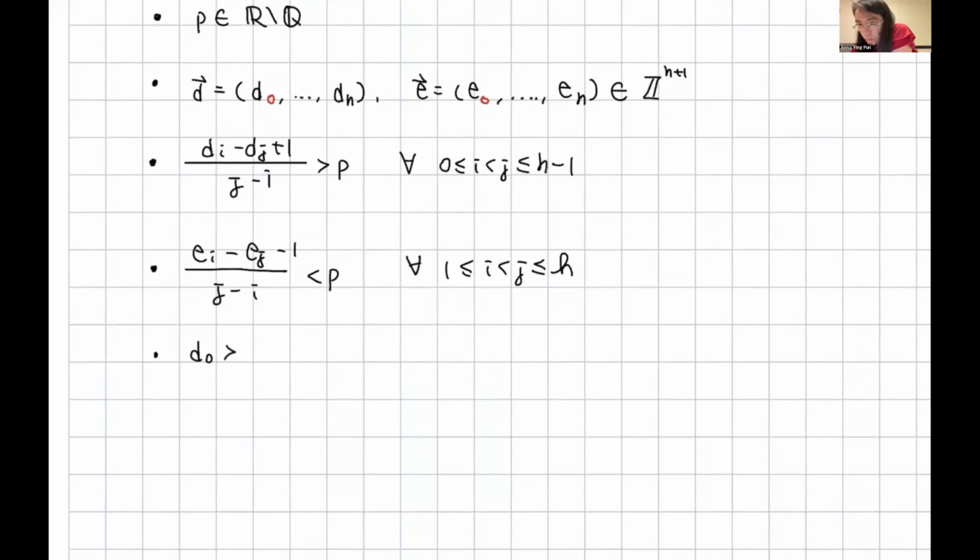D0 has to be bigger than E0, Dh is less than Eh, and also we want Di equals... All right, so all these conditions are going to help us draw all these nests, and P is actually a slope that helps us draw the path. You have already seen it in the Warrington version, but that is the definition.